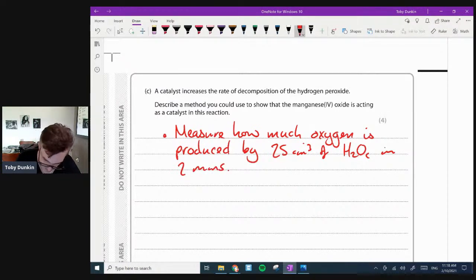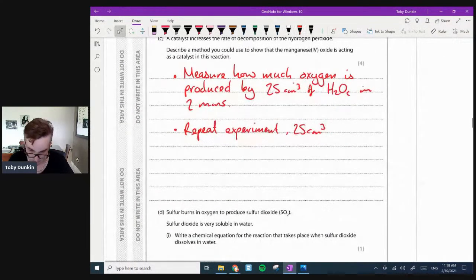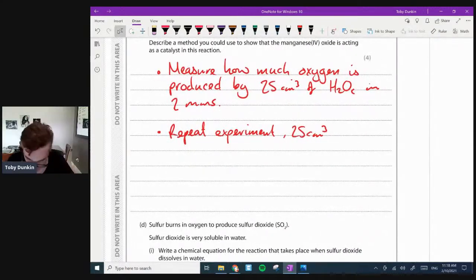Next, repeat the experiment. Repeat experiment with 25 centimeters cubed. Got to show them that you understand the importance of the control variables. 25 centimeters cubed of hydrogen peroxide.